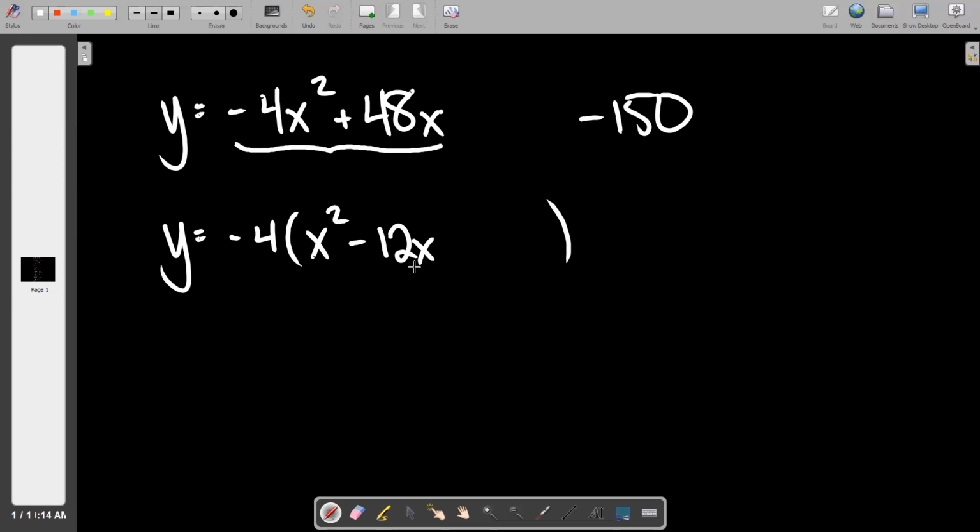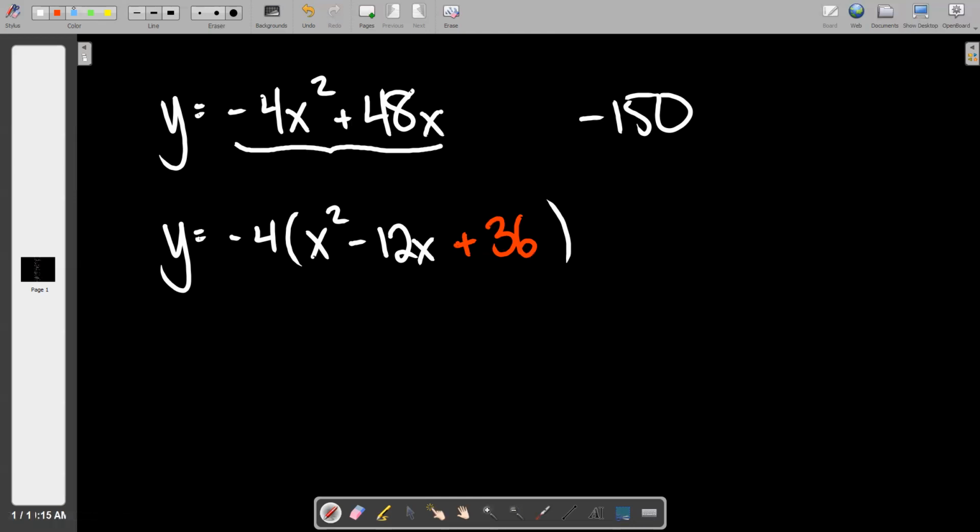You have to divide both numbers by -4. What's half of -12? -6 squared. It is. So I'm going to add 36. And again, that 36 is in disguise, right? He's not really a 36. What is he? He's really a -144 because he's multiplied really by that -4 that's lurking out front.